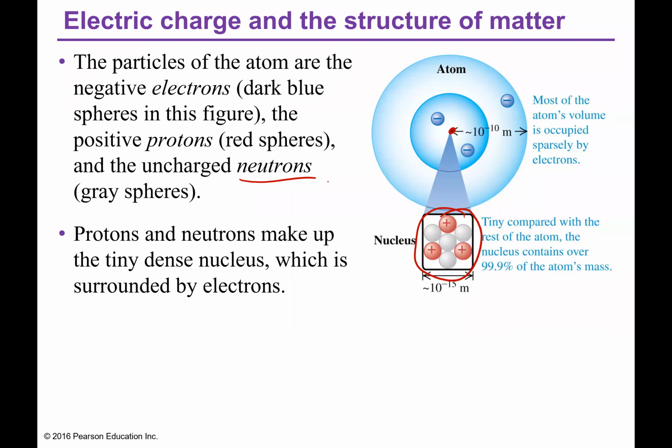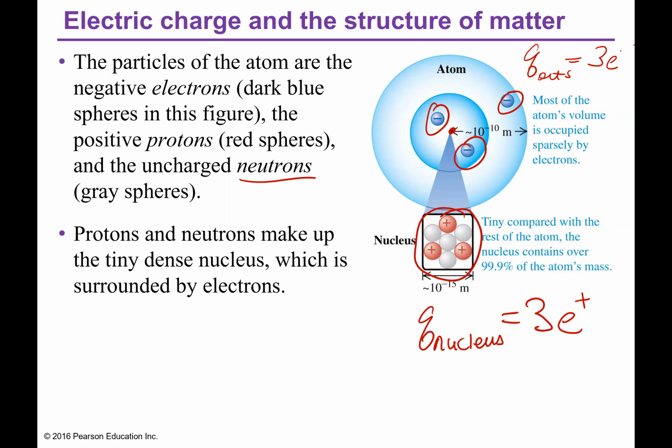Now, for this particular case, this atom has 3 protons and 4 neutrons. That means the charge of the nucleus, so the Q for the nucleus, is 3E plus. But then it's surrounded by what we call a cloud of electrons. So you have 1, 2, and 3, right? That means it also has Q outside of 3 electrons.